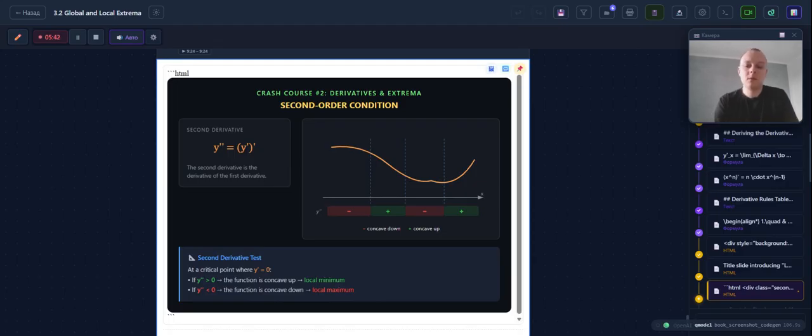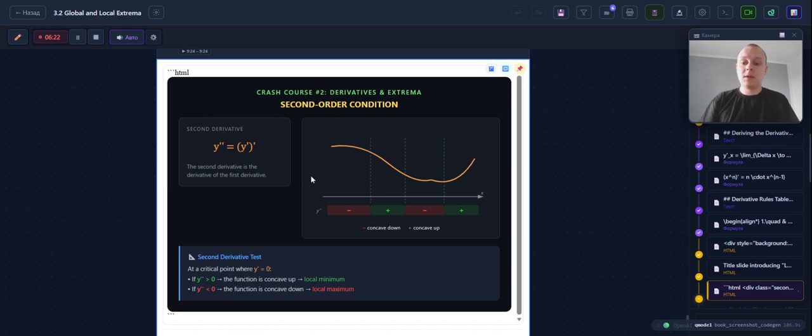And why is it useful? Basically, the second derivative can show us if our function is concave down or concave up at a particular point. It's very important if we want to know exactly if the point is a local minima or maxima, because the first derivative won't tell us that. It will tell us that this point is an extremum, but not what kind of extremum this point is. So we can apply the second derivative to get that information.